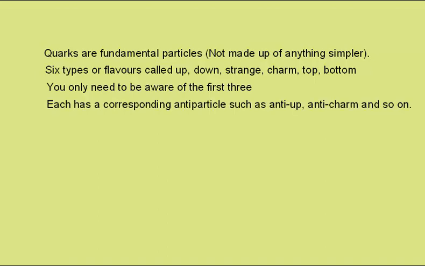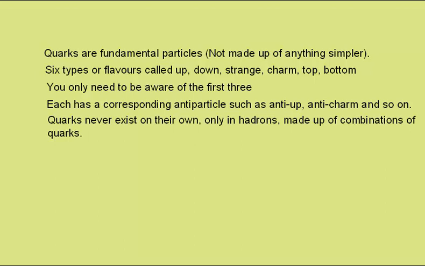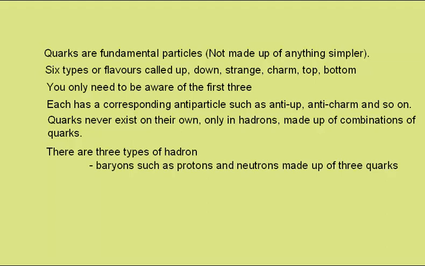Each has a corresponding antiparticle, such as the anti-up, the anti-charm, and so on. Quarks never exist on their own, only in hadrons, which are made up of combinations of quarks. And there are 3 types of hadron. There are baryons, such as protons and neutrons, and these are made up of 3 quarks. There of course are antibaryons, such as antiprotons and antineutrons, which would be made up of 3 antiquarks. And there are mesons, which are made of a quark-antiquark pair.